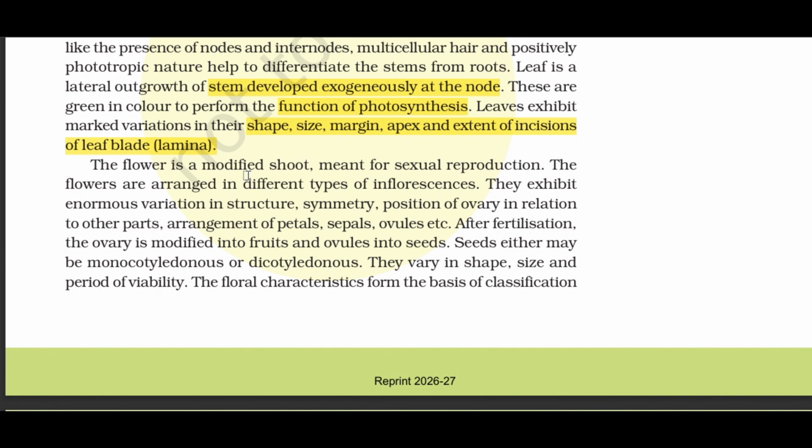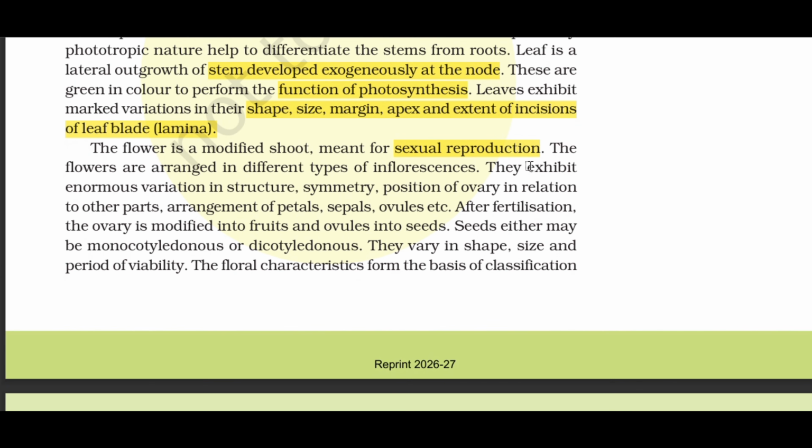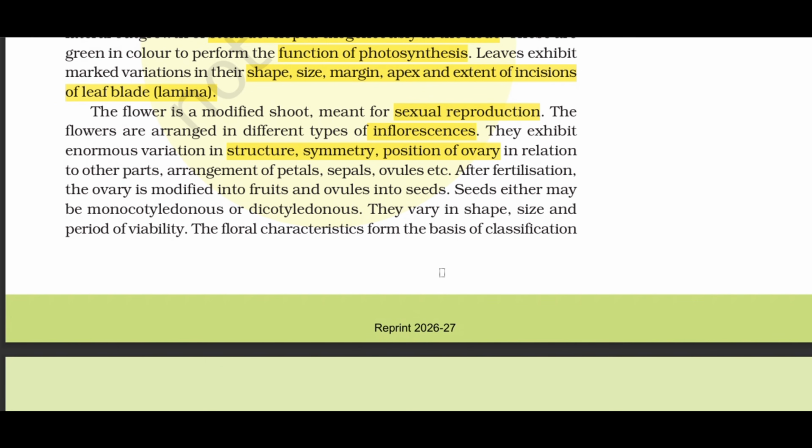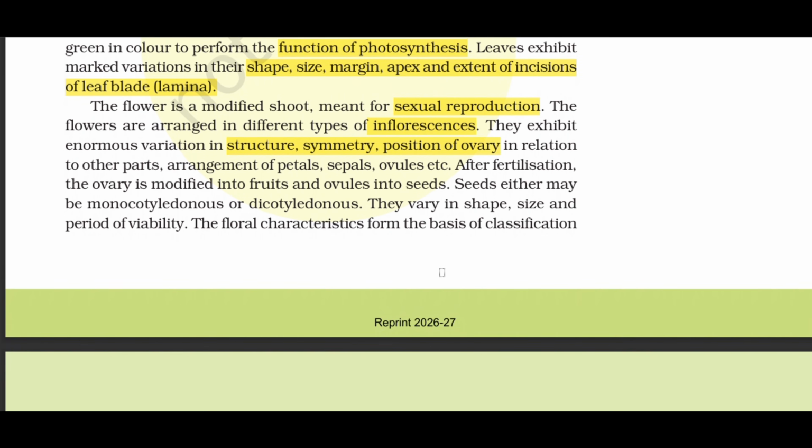The flower is a modified shoot, meant for sexual reproduction. The flowers are arranged in different types of inflorescences. They exhibit enormous variation in structure, symmetry, position of ovary in relation to other parts, arrangement of petals, sepals, ovules, etc. After fertilization, the ovary is modified into fruits and ovules into seeds.